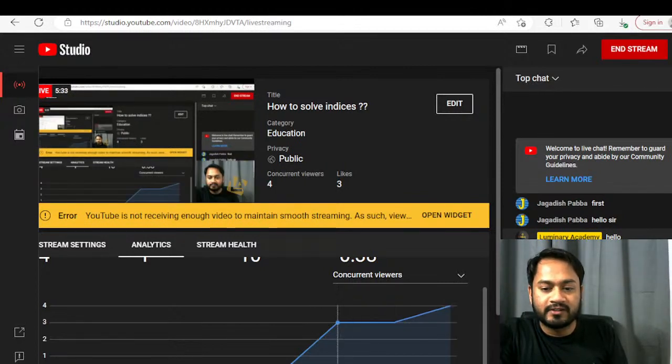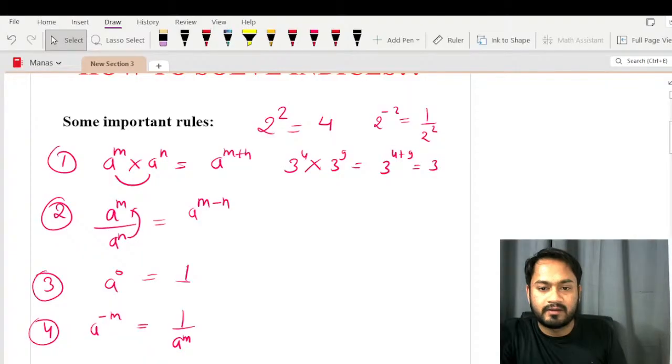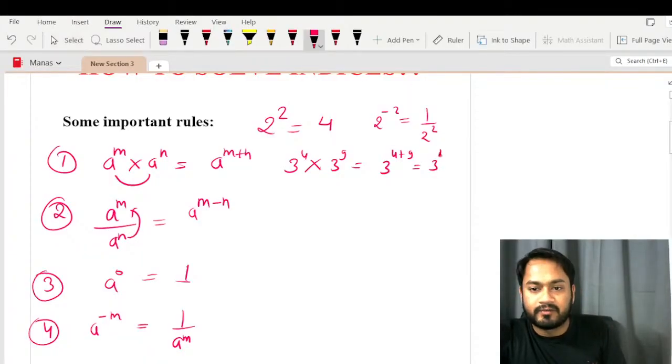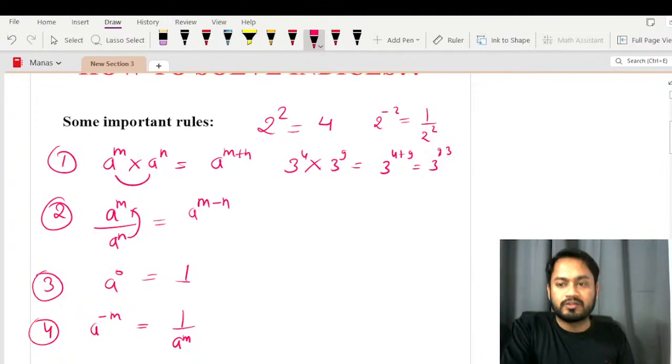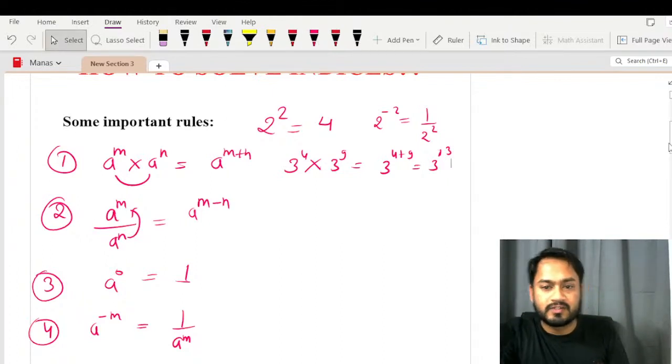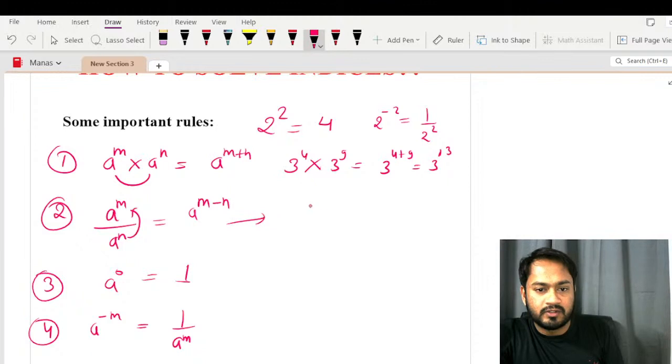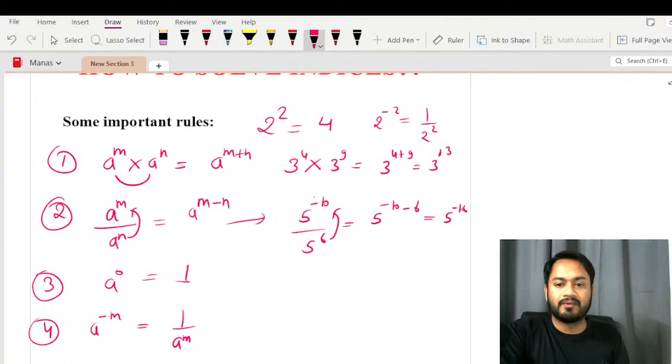Now we'll go to the screen again. 3 raised to power 13. Very good. Now let's go to some important questions based on this. I will just explain this one also. If we write 5 raised to power minus 10 upon 5 raised to power 6, 5 raised to power minus 10, and this goes to the numerator, so this becomes minus 6, so this will become 5 raised to power minus 16. So the powers will be added.